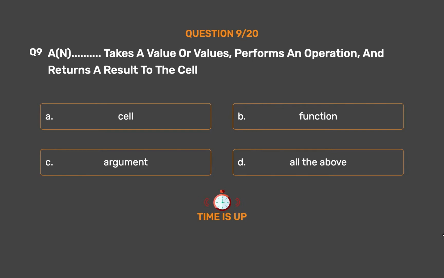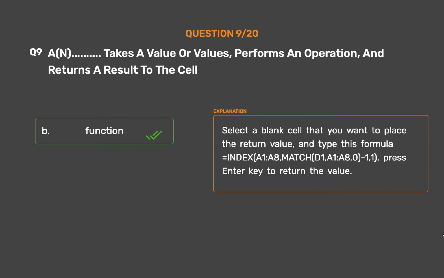The correct answer is option B. Function. Select a blank cell that you want to place the return value, and type this formula: equals INDEX(A1:A8, MATCH(T1, A1:A8, 0), 1). Press enter key to return the value.